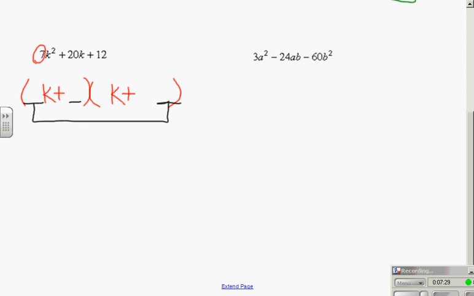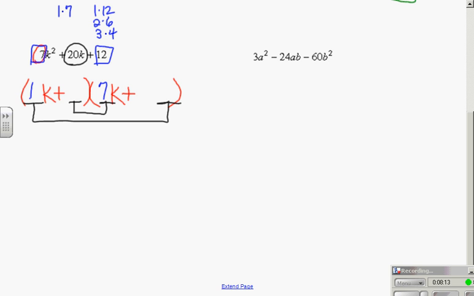Now, I still am trying to figure out what number is going to go in each of these positions so that my outside and my inside multiply together and then add together to make 20k. But instead of only looking at the factors of 12, I now have to also consider how the factors of 7 impact this. So I'm going to say 1 times 7, those are my factors of 7, and I have 1 times 12, 2 times 6, and 3 times 4 as my factors of 12. Those are all the possibilities. Now I have to systematically go through putting them in and testing my middle number.